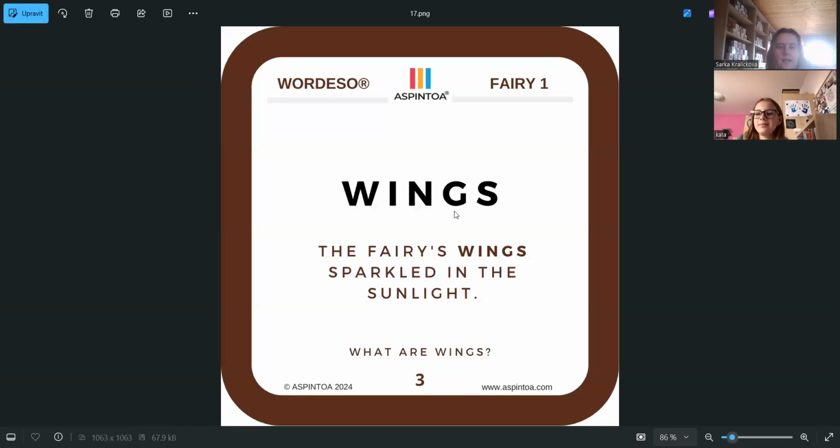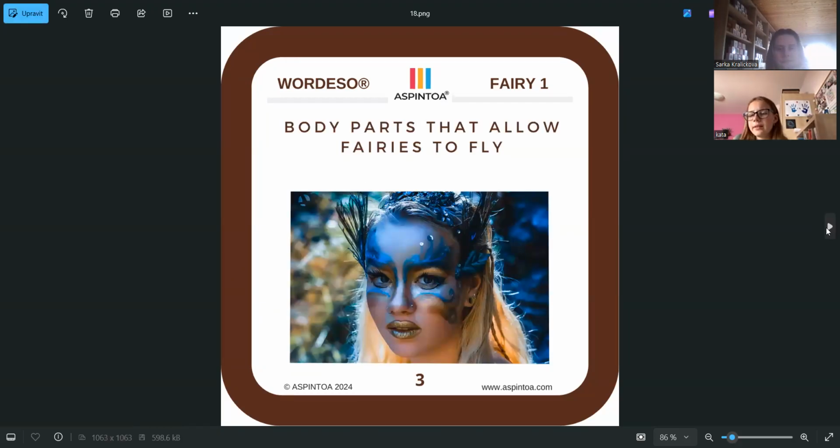So the third word is wing, or wings here. The fairies' wings sparkled in the sunlight. They sparkled in the sunlight. So what are wings? The wings are a body part that allows fairies to fly. So wings are a body part, like we have hands and legs and a back, they have wings, and it's a body part that allows them to fly.